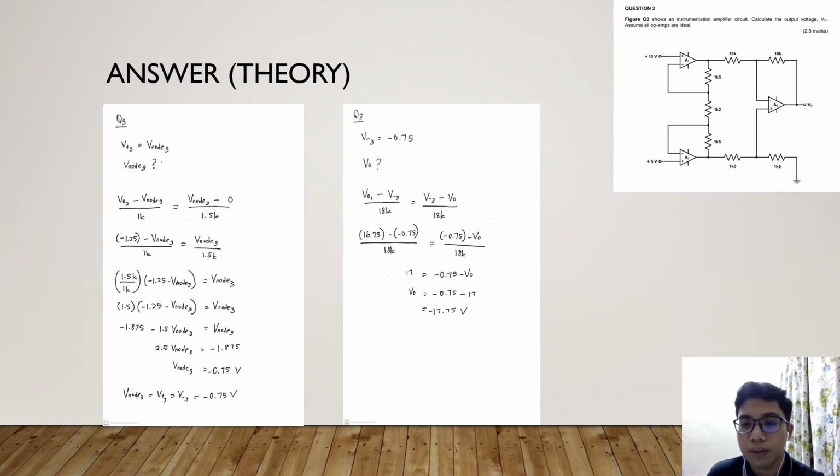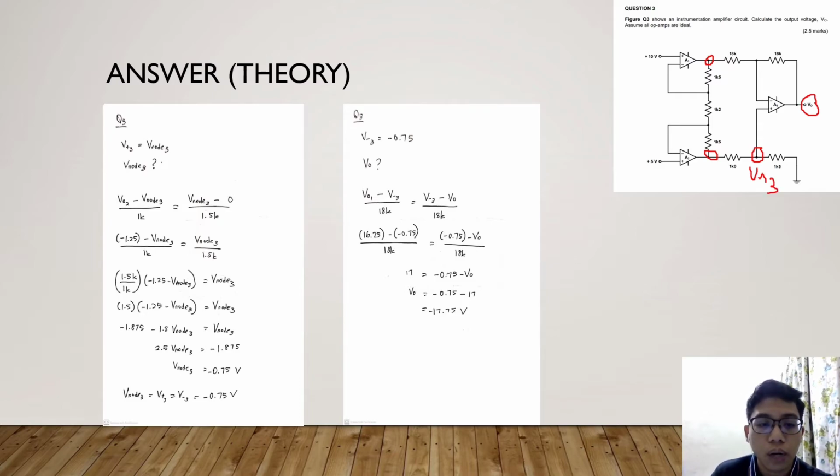Next, we already have the value of V output 1 and V output 2. So in order to find V output here, we have to determine the value of V plus. V plus is equal to V minus. As you can see here, we can find the V naught here to get the value of V plus. So V plus 3 is equal to V naught 3. I label it, this is V naught 3.